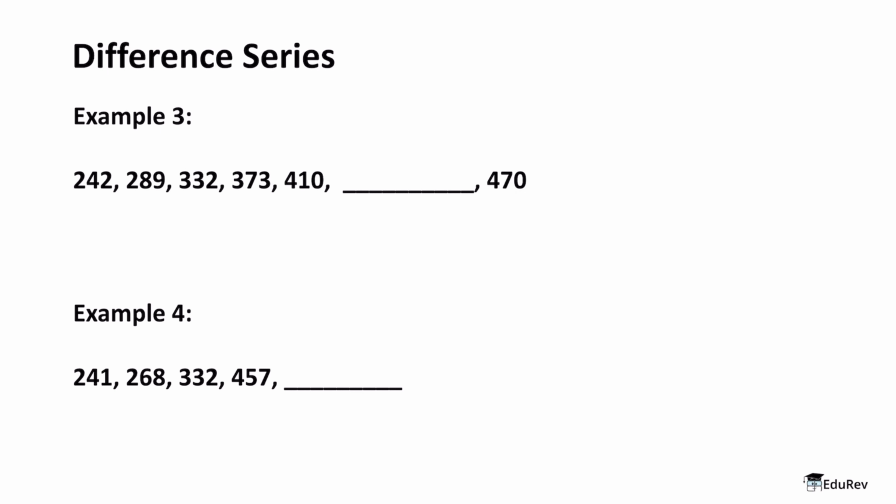Let's look at some more examples. Here in this series, example number 3, we can see that once again the series is not increasing at a very fast rate. Let's see the differences to understand it, because we can apply the difference method here. Here the difference is 47, then 43. Then here it's 41, here it's 37, then we don't know about this and we don't know about this one.